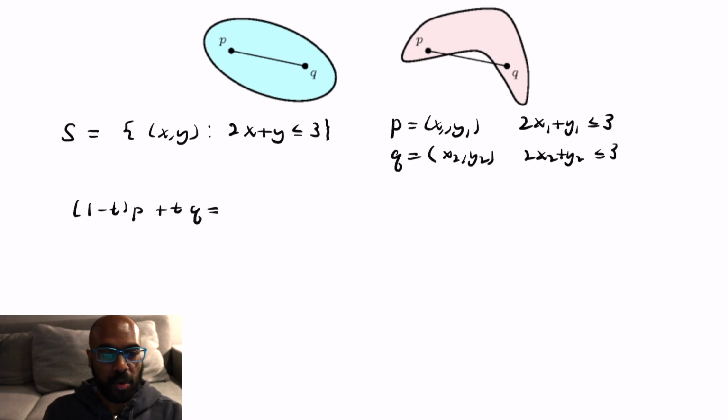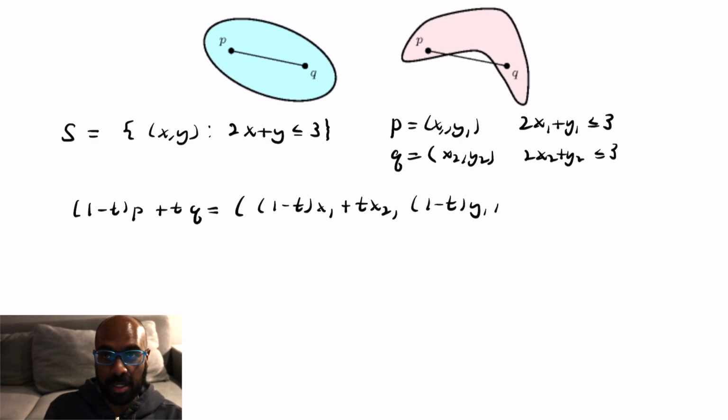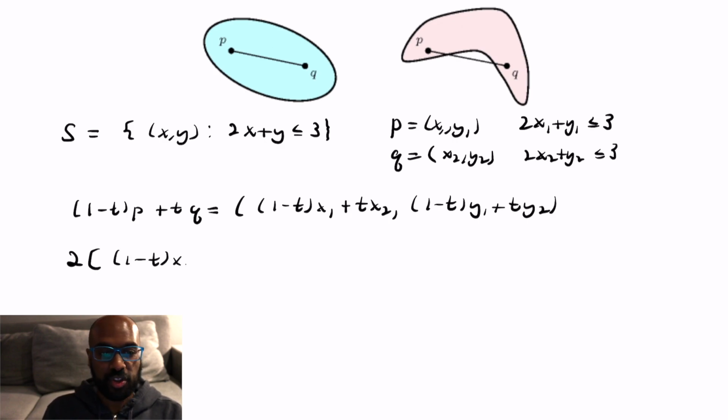So let's take a random point that's on a line segment between P and Q. It's going to look like (1 minus t) P plus t times Q. And so its coordinates algebraically will be (1 minus t) x1 plus t x2 in the left coordinate, and the right coordinate will have (1 minus t) y1 plus t y2. So we want to check membership in the set S, which means looking at the expression twice the first coordinate plus the second coordinate. If we do that, we'll get exactly this expression right over here.